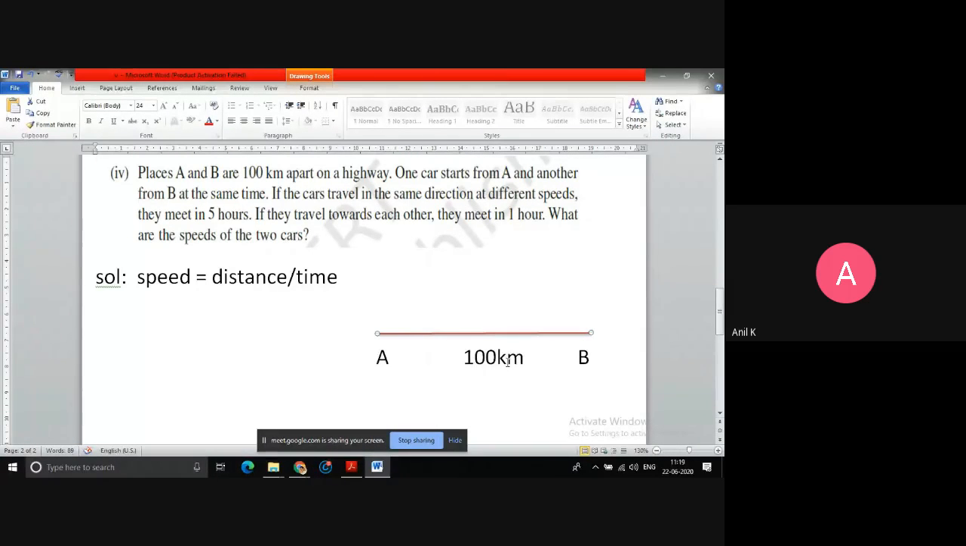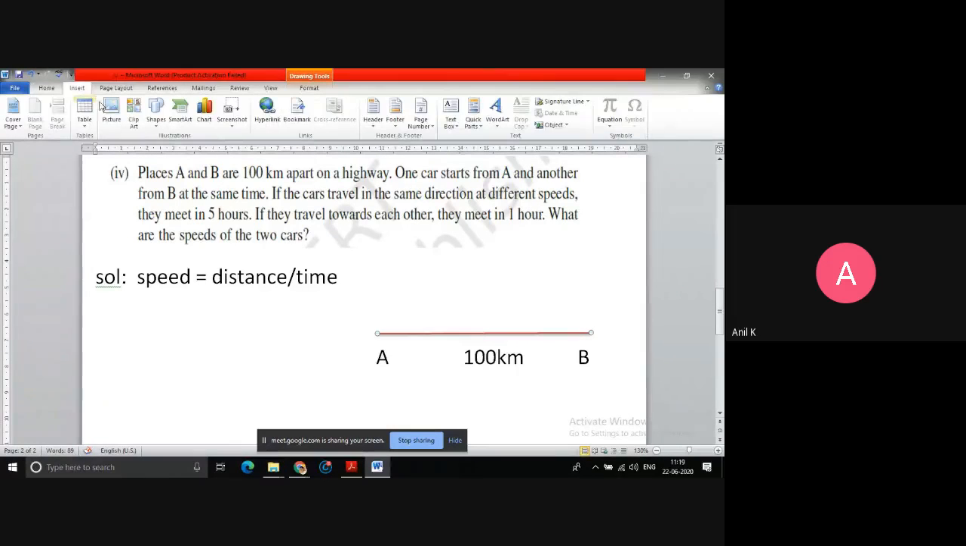Now, one car starts from A and another car starts from B at the same time. If the cars travel in the same direction at different speeds. Same direction means, let me draw another line also with an arrow mark. For example, A moves in this direction.